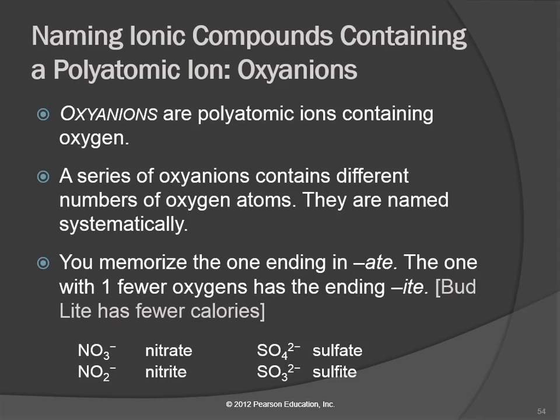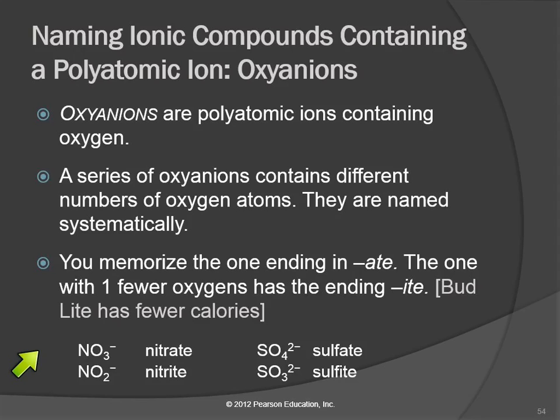Those ions that have oxygen in them are called oxyanions. They're anions with oxygen, oxyanions. And they form series. There's sulfate and sulfite. There's nitrate and nitrite. And the difference is in the one letter in the suffix of the name. And there is a systematic pattern to that.